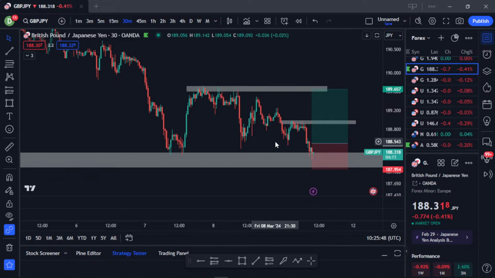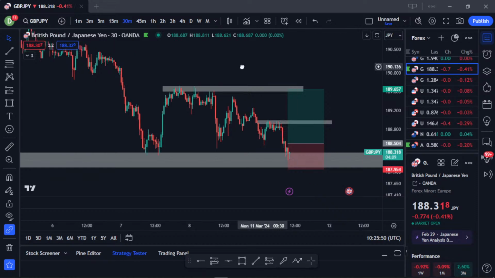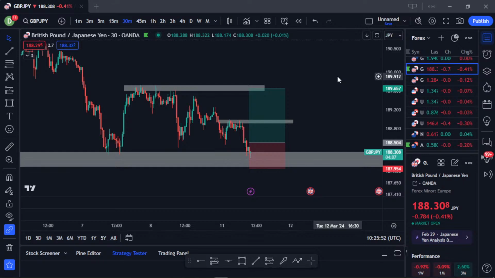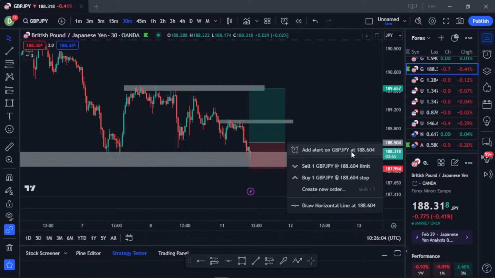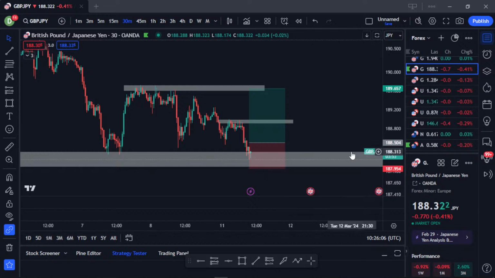So this is my entry opportunity. On a 30-minute time frame, this is the opportunity I'll be looking for in this GBPJPY market. Until the market hits this point, I'm actually not going to place an order on the 30 minutes. So I'm just going to put an alert there.